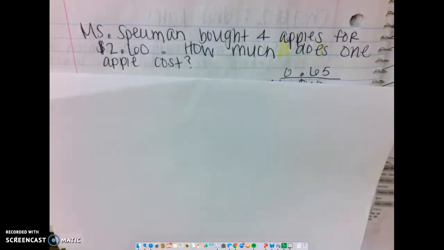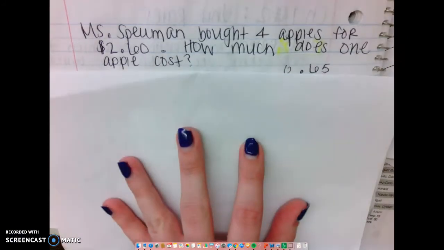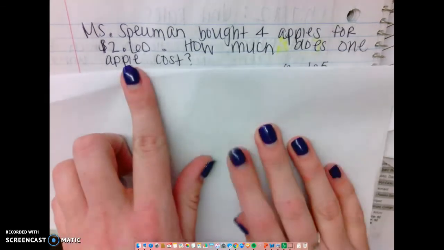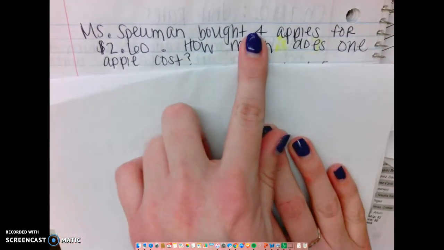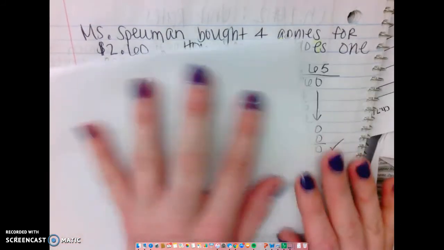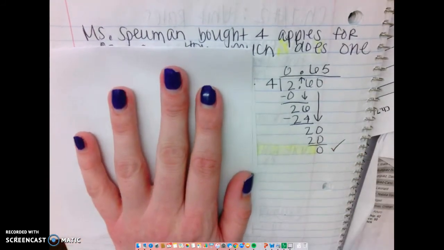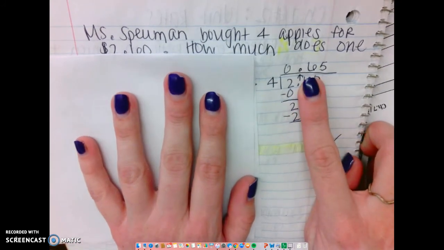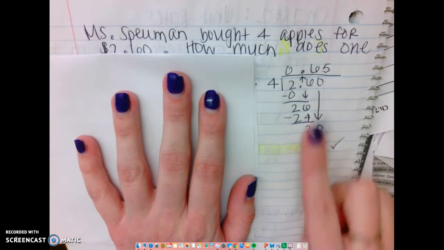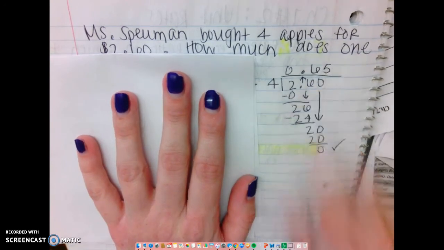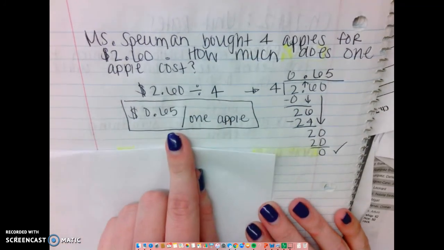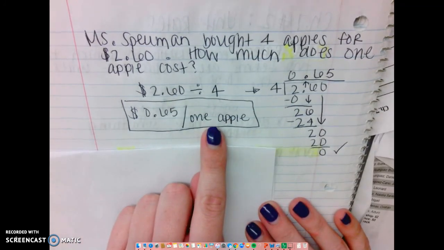And lastly, Miss Spellman bought 4 apples for $2.60. How much does 1 apple cost? So I would take the total cost divided by the amount of apples that I purchased, and that would give me how much 1 apple costs. So I did some long division over here, remembering that decimals come straight up when we're doing long division, and found that each apple would cost 0.65, which means 65 cents. So 260 divided by 4, 65 cents for 1 apple.